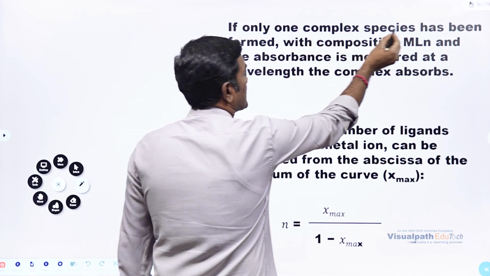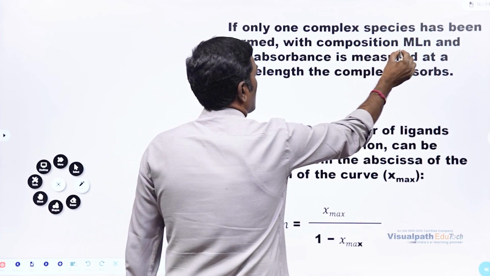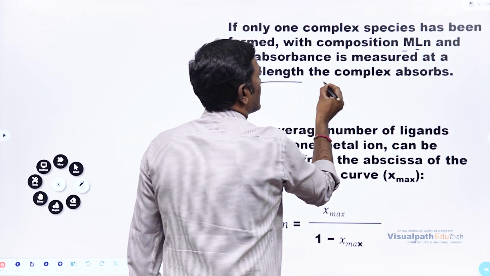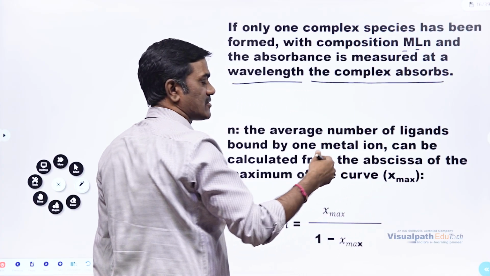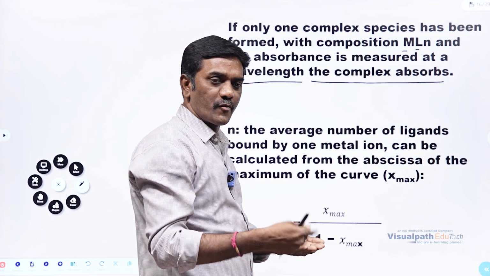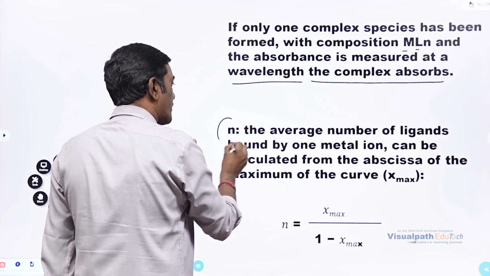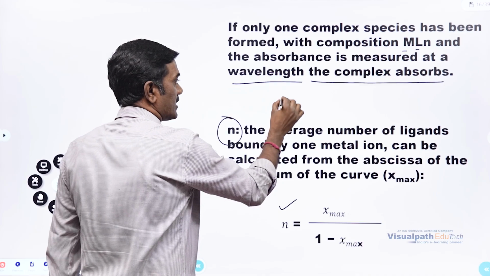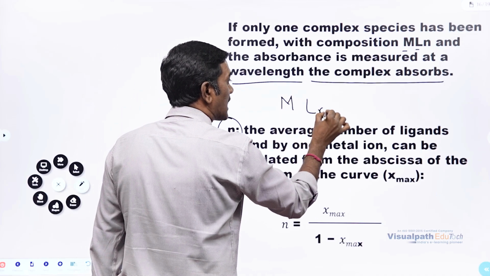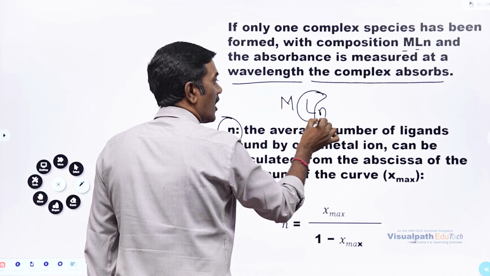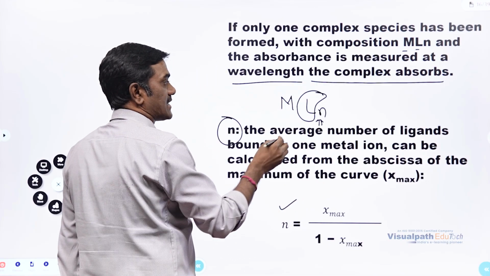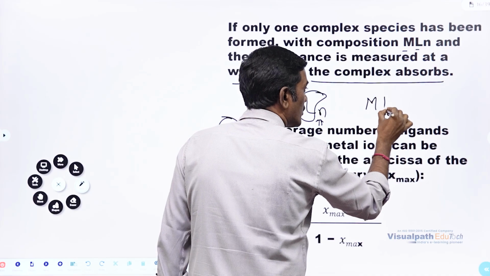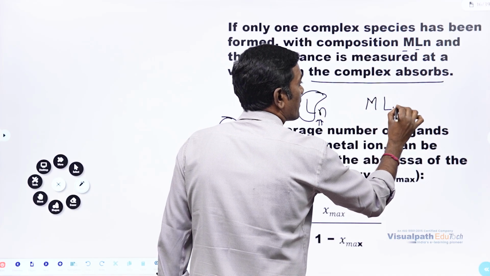If only one complex species has been formed with the composition of M and Ln, and the absorbance is measured at a wavelength where the complex absorbs, it will absorb differently because we are varying the compositions, right? The main answer we are going to get here is n, because n decides how many ligands are going to combine with the metal to form MLn. So the composition of M and L depends on this n.